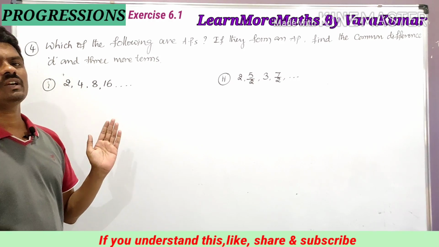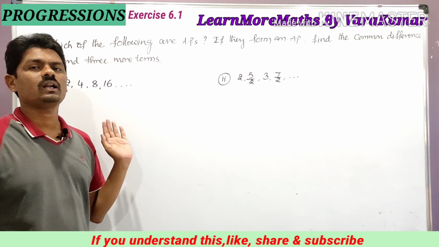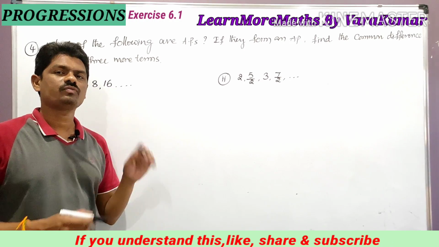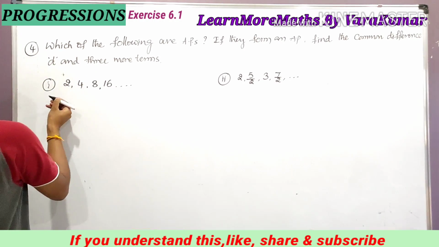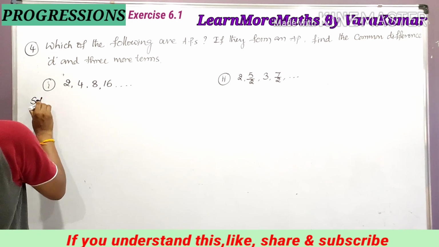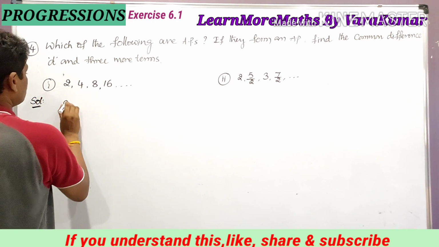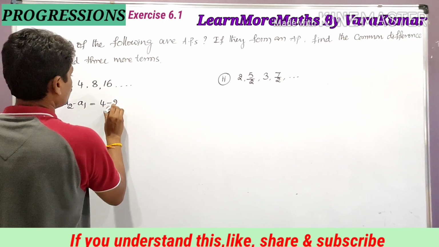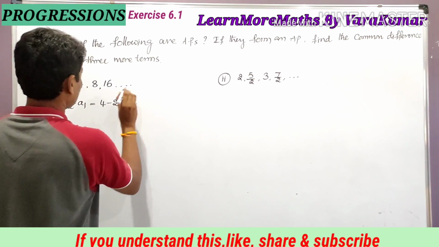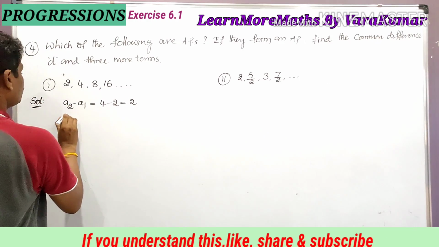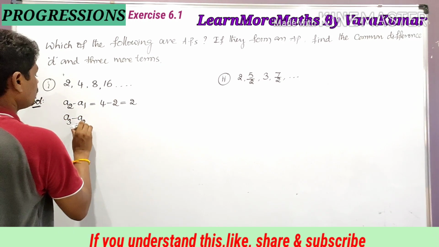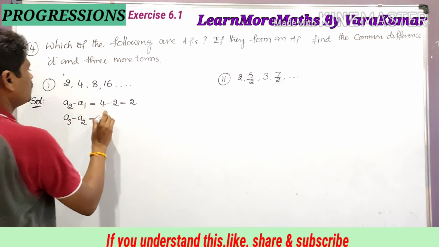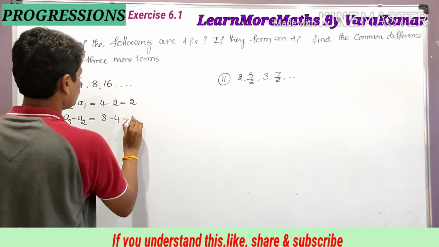So how can we check whether the given series forms an AP or not? By finding the common difference we can check. So we have to find the common difference, student. So this is the given AP, student. We have to find the common difference, that is A2 minus A1 is equal to, A2 is 4 minus A1 is 2, 4 minus 2 is equal to 2, student. In the same way, A3 minus A2 is equal to, A3 is 8 minus A2 is how much, student? 4, is equal to 4.